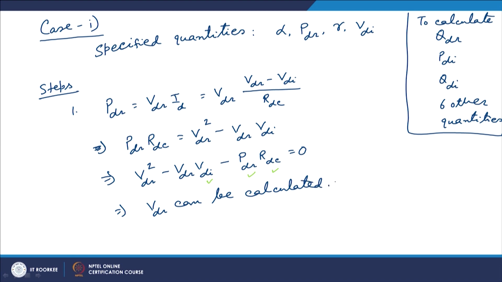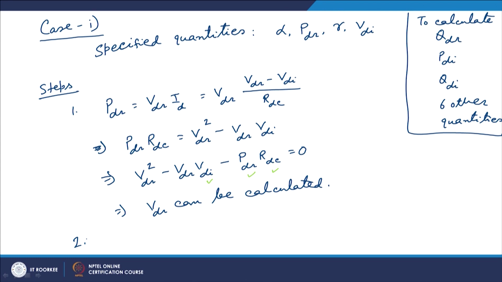Now, here there is one little question. The little question is that it is a quadratic equation. So, therefore, we will get two values of VDR. Which value of VDR should we take? We should only accept that value of VDR which is greater than VDI, because after all the current can only flow from rectifier side to inverter side, but it cannot flow from inverter side to the rectifier side. So, therefore, out of these two values of VDR we should only choose the value which is greater than VDI.